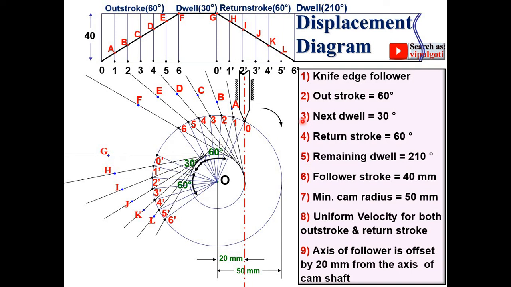Now here it is a knife edge follower. So draw the smooth curve from 0 to 6 dash with the help of the compass and then passing through all these points. So keep in mind that from 6 dash to L, K, J up to 0, that will be the freehand sketch curve, but it should be smooth, and from 0 to 6 dash you can do with the help of the compass.